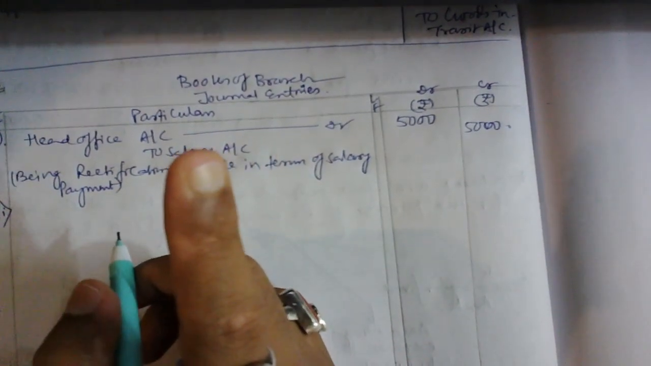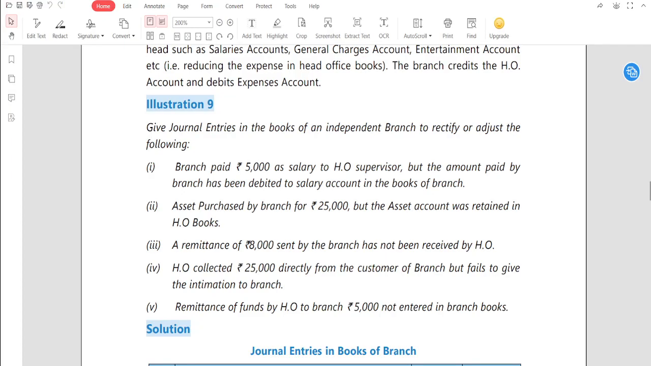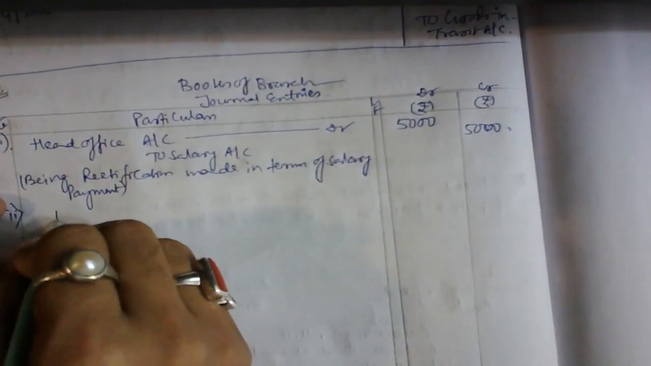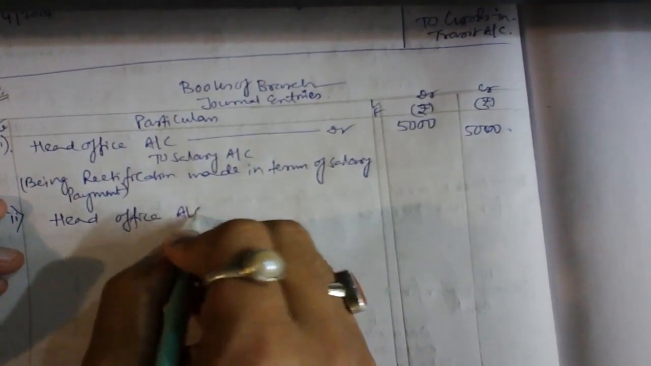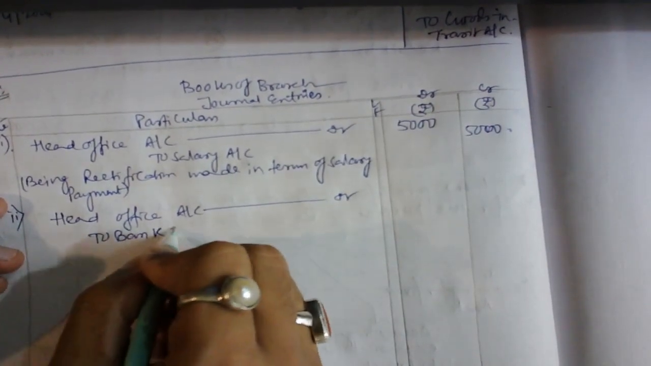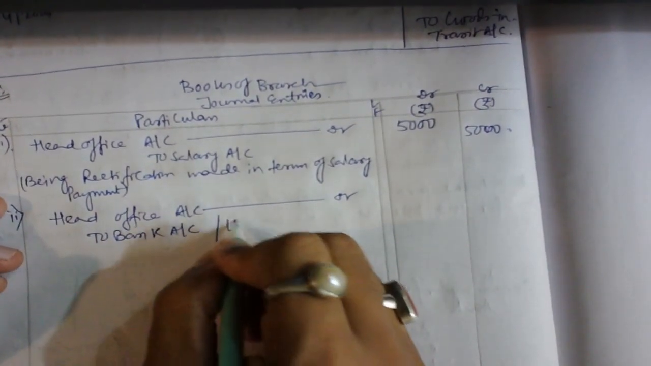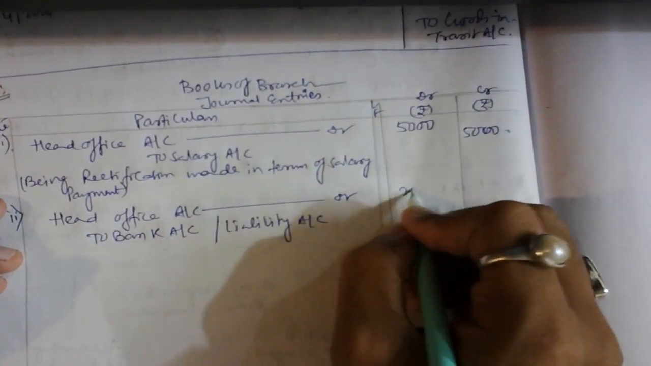It means they have not said that it is wrong, nothing. They said written by the HO. So it means head office account debit to bank account because the branch paid the money, or a liability account, meaning sundry creditor, you can say. So what is the amount? 25,000.